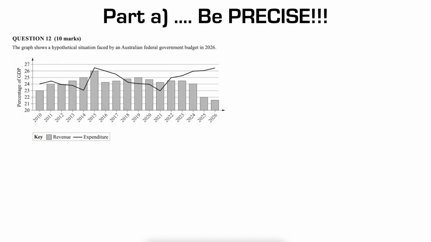Before beginning to think about my responses to the questions, I first need to unpack my data. We can see here some data on our federal budget over time, which relates to the government revenue and the government expenditure. Revenue is expressed as a column and expenditure as a line graph. We see that the years are covered from 2010 to 2026, and that the values are expressed as a percentage of GDP.